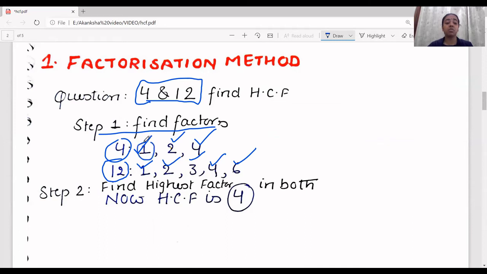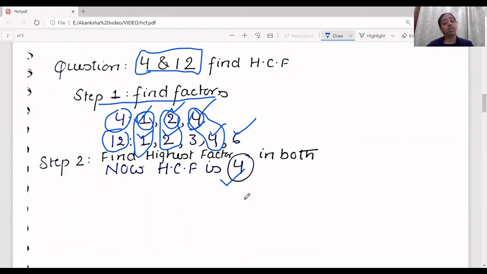1 is common between the 2, 2 is common between the 2, and 4 is common between the 2. So the highest common factor out of 1, 2, 4 is 4. So this is the factorization method of finding out HCF between the two numbers.